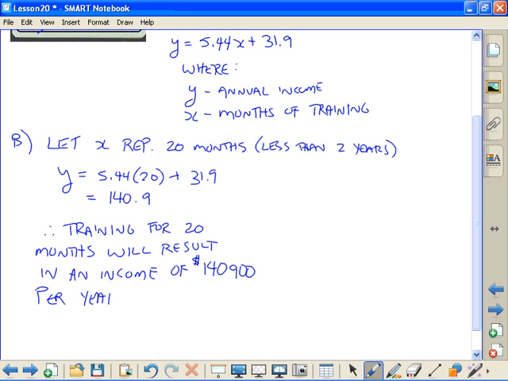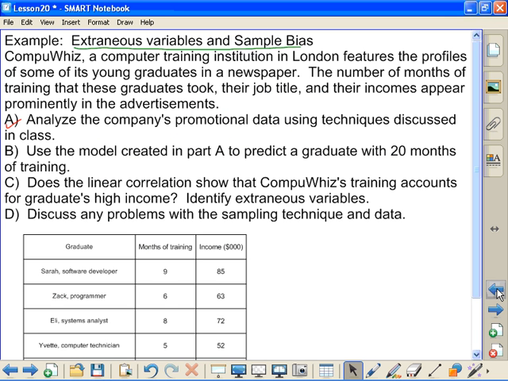All right. So now bells and whistles should be going off in your common sense part of the brain here, because now you're thinking to yourself, well, wait a minute here. If I want to make $140,000, why don't I just go do 20 months of training at this company? So this leads us to C and D.